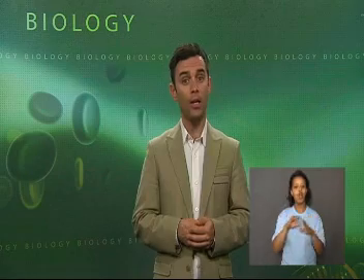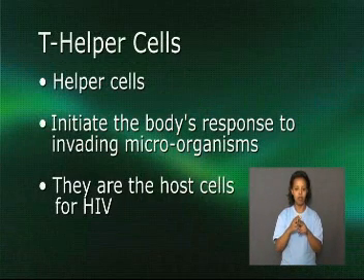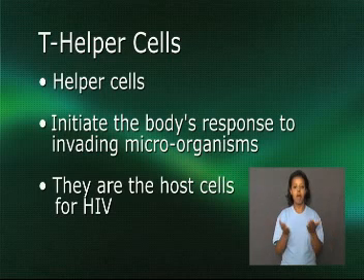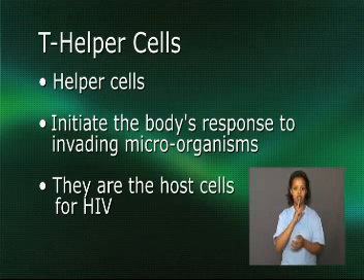Hello again, everyone. I hope you were able to recall some of the information we previously learned. T helper cells are helper cells. They initiate the body's response to invading microorganisms such as viruses. T helper cells are the host cells in which HIV multiplies. HIV attaches to CD4 receptors and enters the cell, destroying its ability to fend off pathogenic microorganisms.